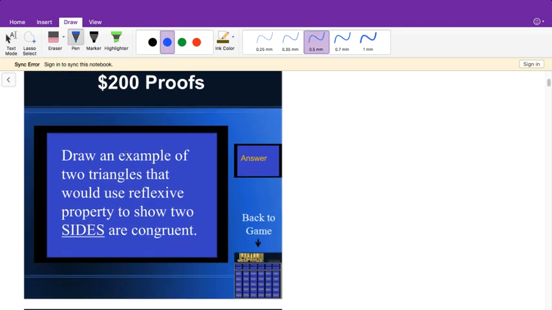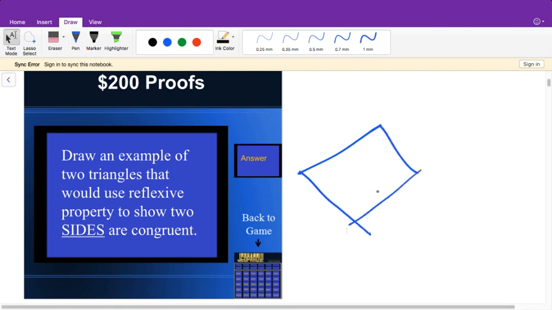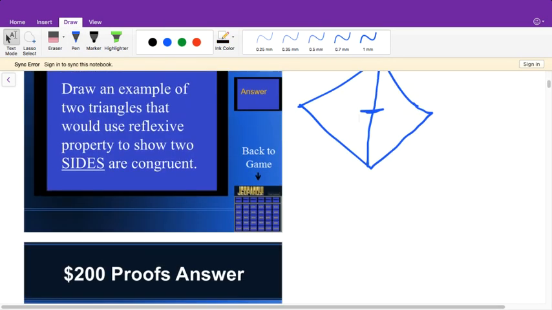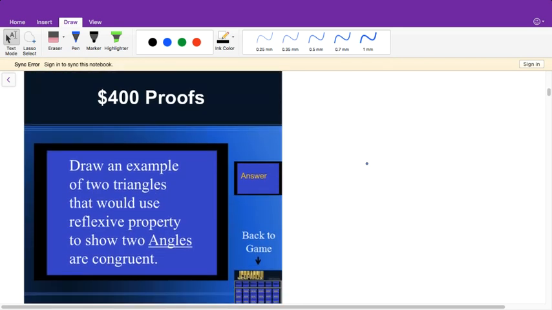For this one, draw an example of two triangles that would use reflexive property to show that sides are congruent. So the key word here is reflexive property for sides. Let me just go ahead and draw this. And then if we drew this line down here, this would be an example of two triangles using a side. This would be our reflexive property because it's part of both triangles. Right, and your answers don't have to be exactly like this.